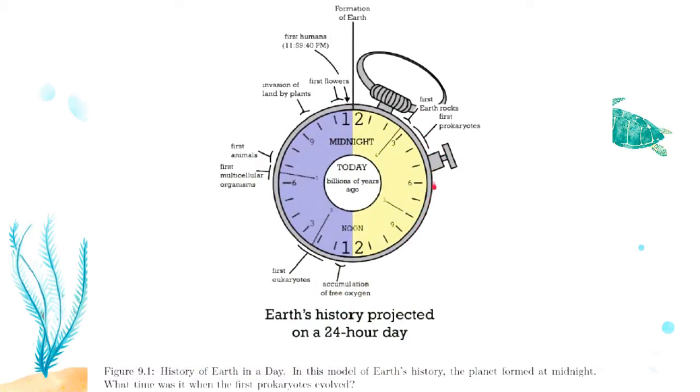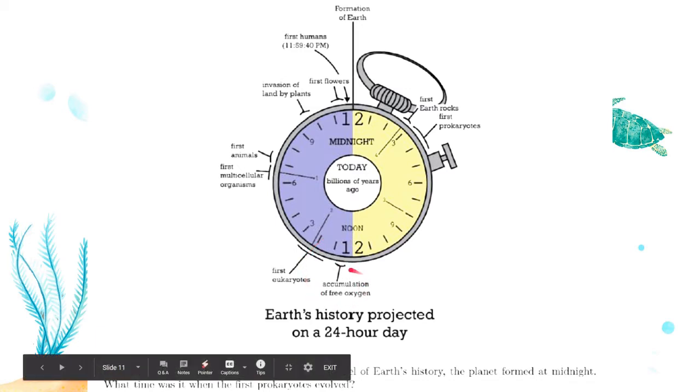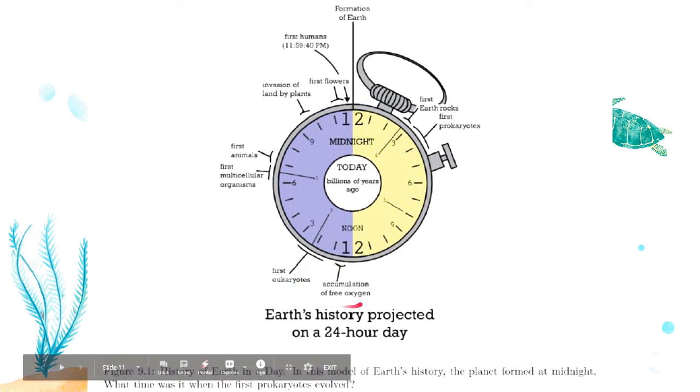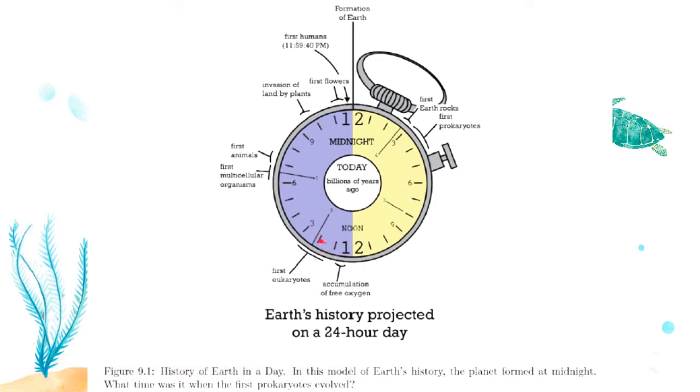But nothing much happened for how many billions of years, for how many hours in our 24-hour projection. But sometime around 12 noon of that day, that's the accumulation of free oxygen. So our photosynthetic prokaryotes managed to produce enough oxygen to create that layer of oxygen in our atmosphere. Then at around 1 to 2:30 in the afternoon is the appearance of the first eukaryotes.